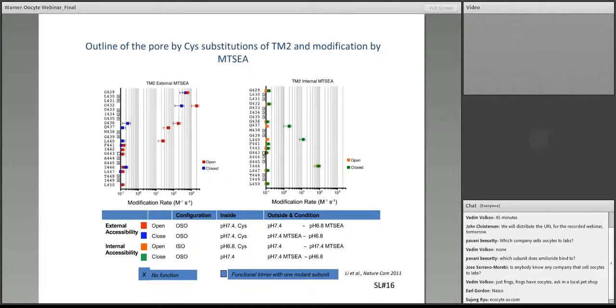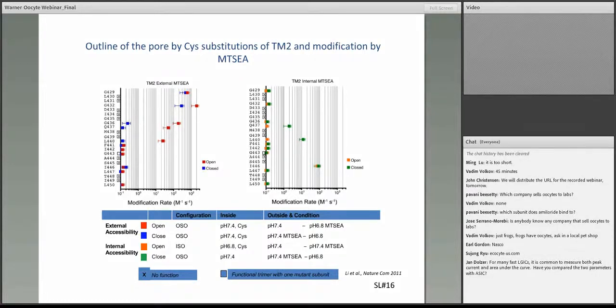A few methanethiosulfonate reagents are membrane permeable and can reach the intracellular side of the protein, but one loses control of the concentration. In this case, the patch clamp in the inside-out configuration is the alternative choice. Here is an example where we apply the technique to the second transmembrane domain that forms the ion pathway of ASIC. We complemented results of the two-electrode voltage clamp with patches in the outside-out and inside-out configurations to have access to both sides of TM2. The figures show the rates of modification with MTSEA of each residue replaced by a cysteine in the open, red and orange symbols, and in the closed, blue and green symbols.